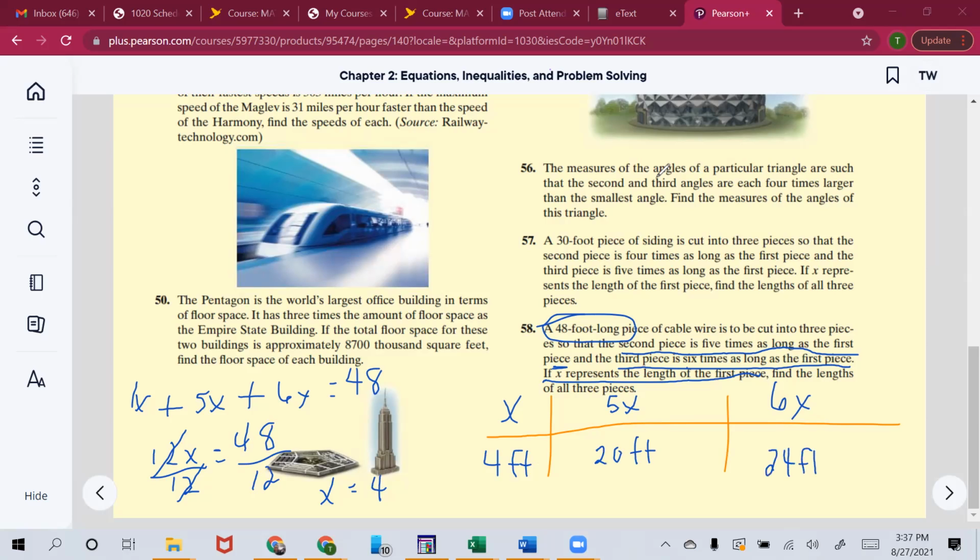If you want to check this right quick, we can add this up. 4 plus 20 is 24. 24 plus 24 is a total of 48. We did great. All right, guys, that's the first section. I would love to say the next section is easier, but again, it's all word problems, and I know how you feel about those. So I'll post another video for the second section.